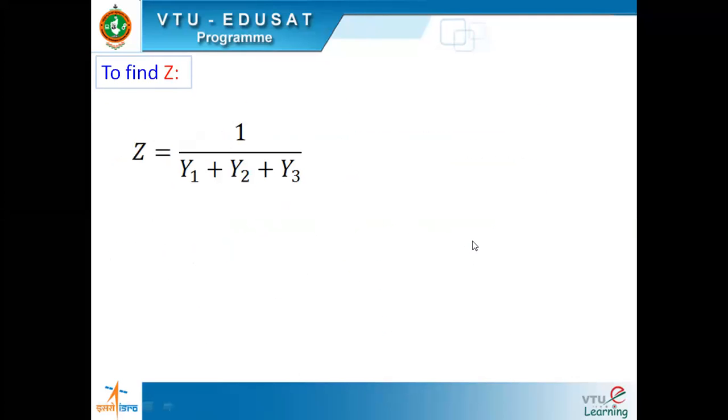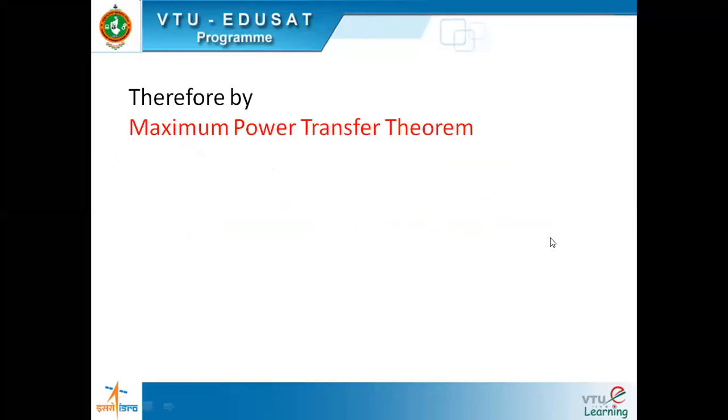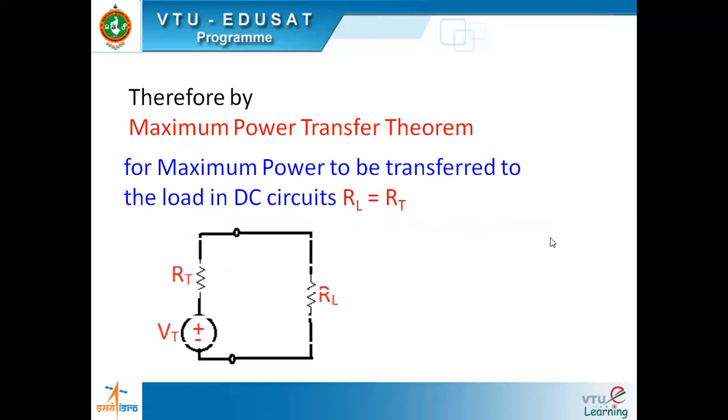So what we'll do here, this is our RT and this is our VT, as good as that. Therefore, by the maximum power transfer theorem, I'll give you one hint here. I have not covered this yet. I'm just giving you a hint regarding how the maximum power can be found out. For maximum power to be transferred, RL has to be RT.